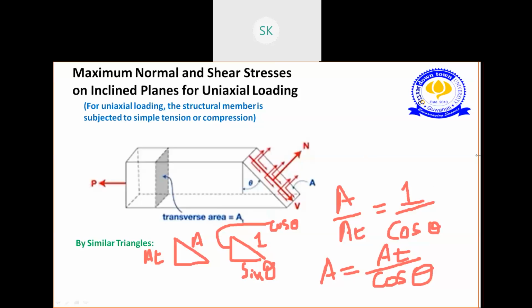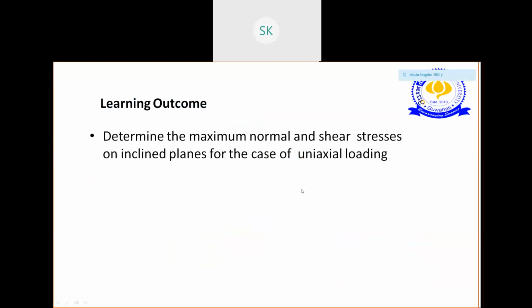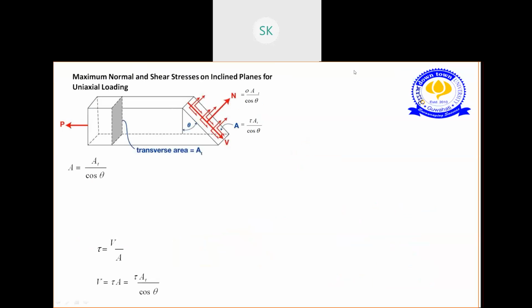Okay. So I'll move on. Many of you have got it. So I'll move to the next slide. So we got our A is equal to A0 by cos theta.